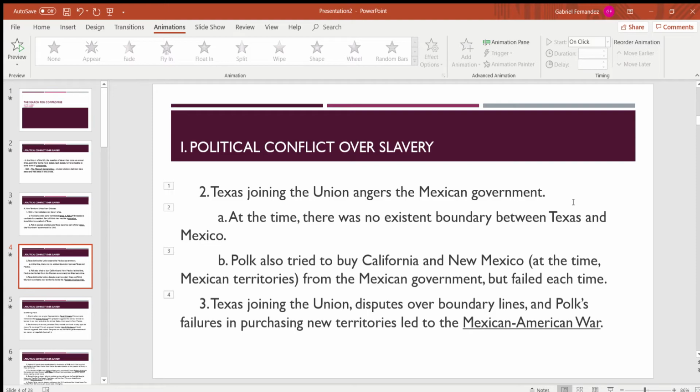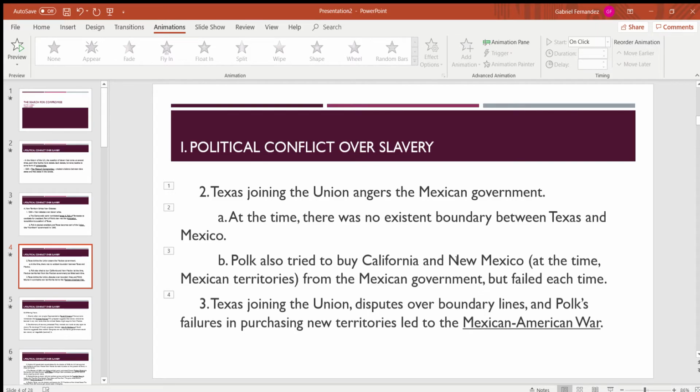Geographically, Texas is adjacent to Mexico. It is the bridge between Mexico, Central America, and North America. At the time, there was no existent boundary line between Texas and Mexico. So Mexico's angry. Polk, of course, hungry for more territories, is also going to try to buy California and New Mexico, at the time both Mexican territories, from the Mexican government. But Mexico will prevail, and he's going to fail each time.